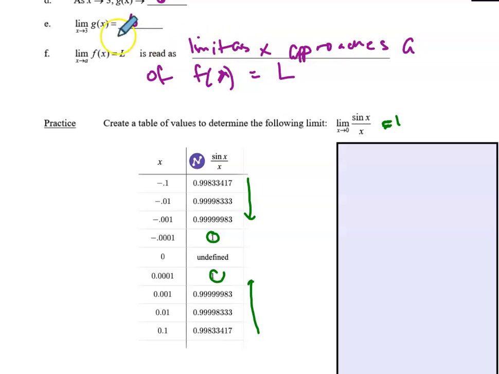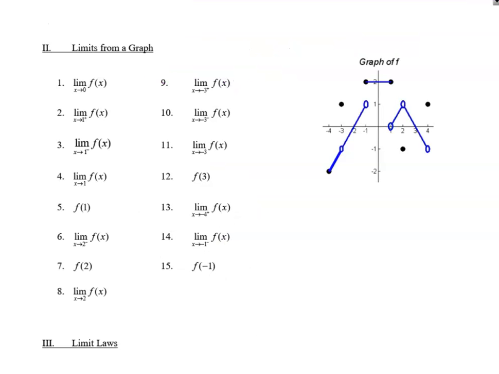So we could go back up actually to this limit of g of x as x approaches 3 and also say that it approximately equals 6. And the only time we're going to get a true equal sign out is if we use algebra to simplify.